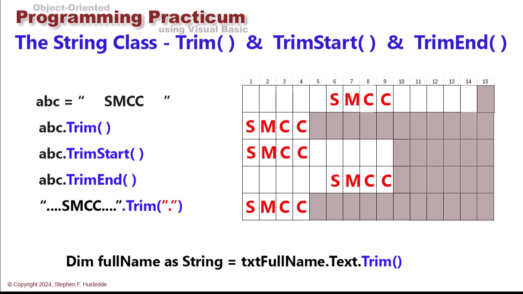Where will we use Trim? Most likely, we want to get rid of spaces that maybe the user entered into a text box at the end of an entry or before an entry. In the example here, I've got txtFullName as a text box. I want to get the Text property, and I want to trim any spaces before or after before assigning it to my string variable of fullName.